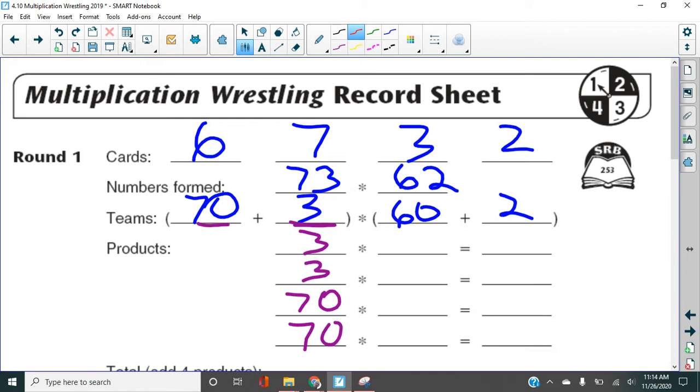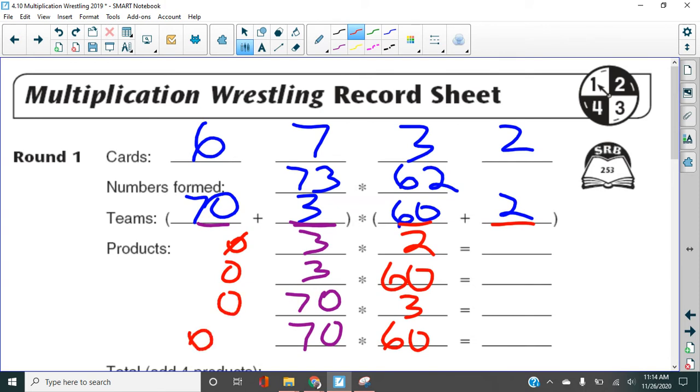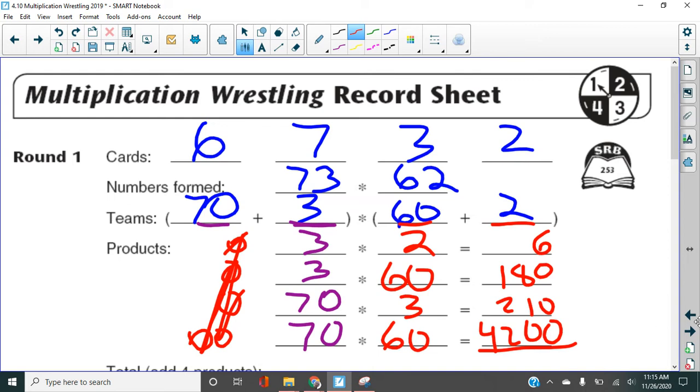So the 3 is going to multiply times the 2 and times the 60. And the 70 is going to go times the 3 and times the 60, right? And remember my 0 rule. There's no zeros here. 1 0, 1 0, and 2 zeros. Okay, it works out the same way. So then we just multiply these. We get 6, 180, 210, and like I said, 4,200.